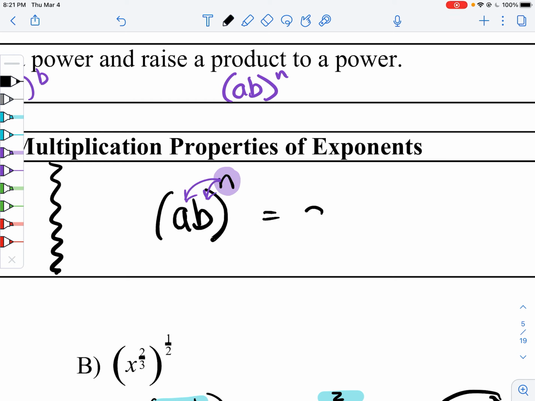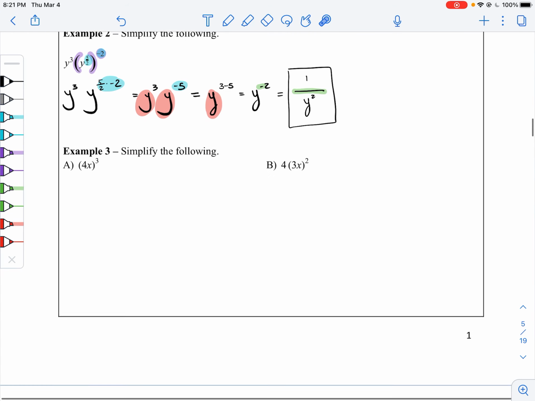So that's equal to a to the nth power times b to the nth power. So if you have a product raised to a power, that's the same thing as their powers multiplied together. So this is going to come in handy down here.